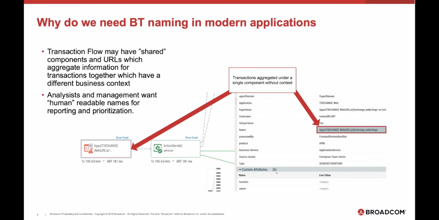The challenge becomes that many applications share URLs between different functions. While the function might be simply add an account or remove an account, they may be under a common URL called account actions. Without the context, or without a developer going out and tagging that transaction, we might not understand exactly what the user is doing and be able to report and prioritize on it correctly.